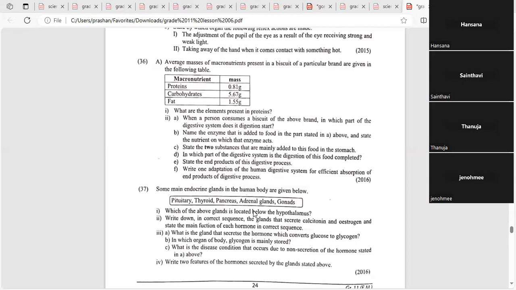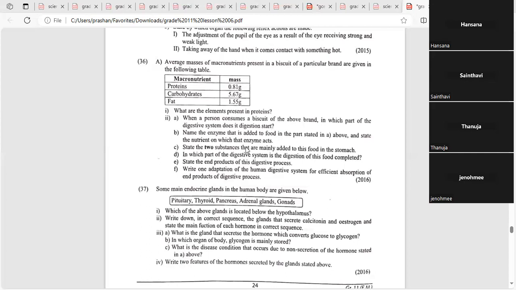Teacher, absorption will be done in the small intestine. Yes, food digestion is also completed in the small intestine. Most of the nutrients are absorbed in the small intestine as well, but nutrients are not absorbed in the large intestine. Most of the other nutrients are absorbed in the small intestine.